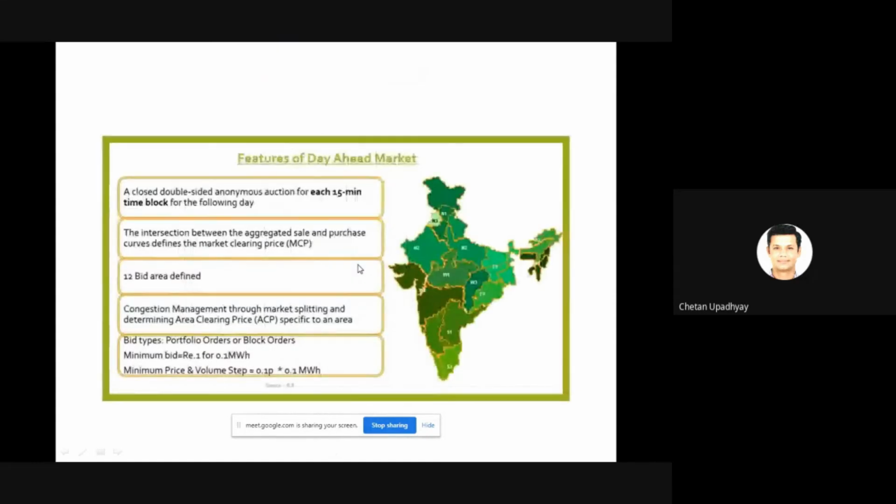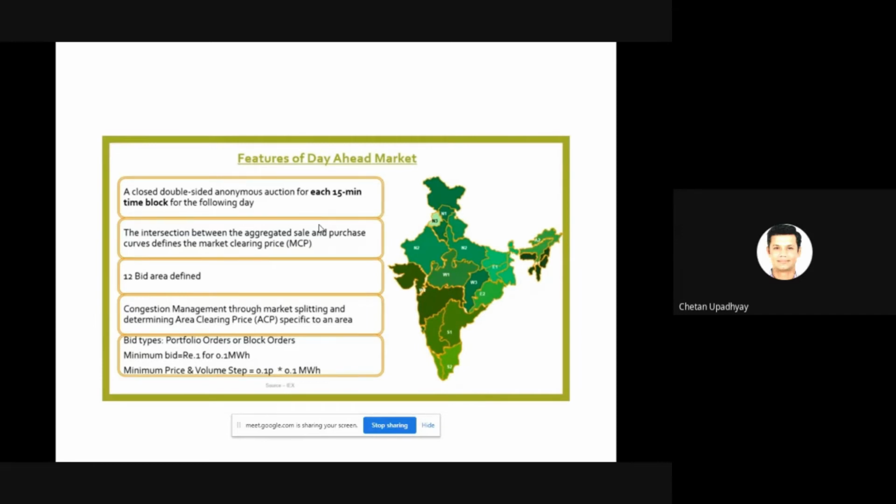Now, how is everything happening inside this application? What kind of algorithm will be there, what should be contained in the programming, what should the coding actually be, so that there will be a conclusion of MCP, MCV, and ACP. MCV is market clearing volume, MCP is market clearing price, and ACP is area clearing price.